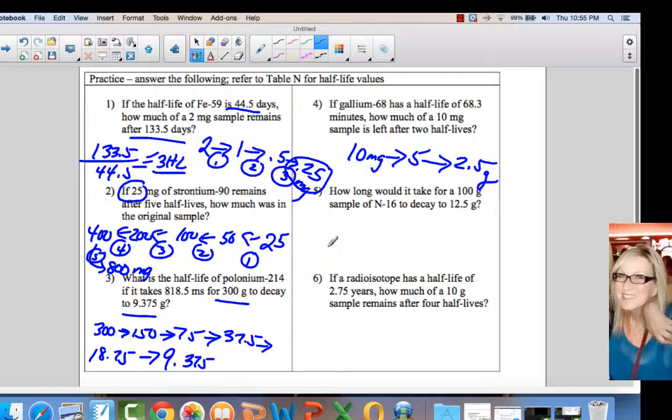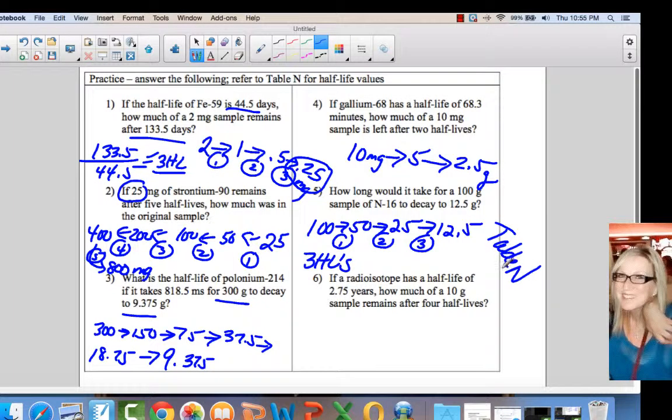How long would it take for a 100-gram sample of N16 to decay to 12.5 grams? Well, first of all, we have to figure out how many half-lives took place. So I underwent 1, 2, 3 half-lives to go from 100 to 12.5. So if it's 3 half-lives and they want the total time, I have to know what the half-life is. So I go to table N and I look up N16 and it's 7.13 seconds.